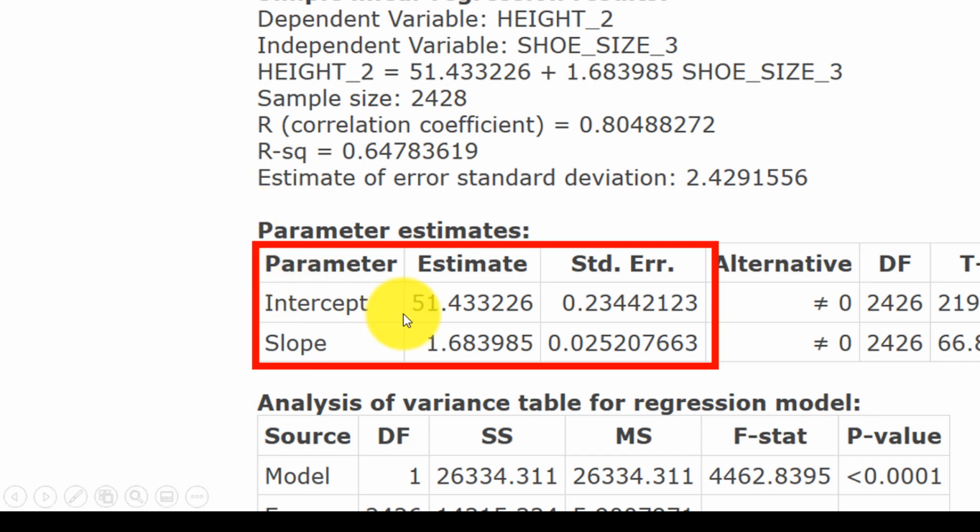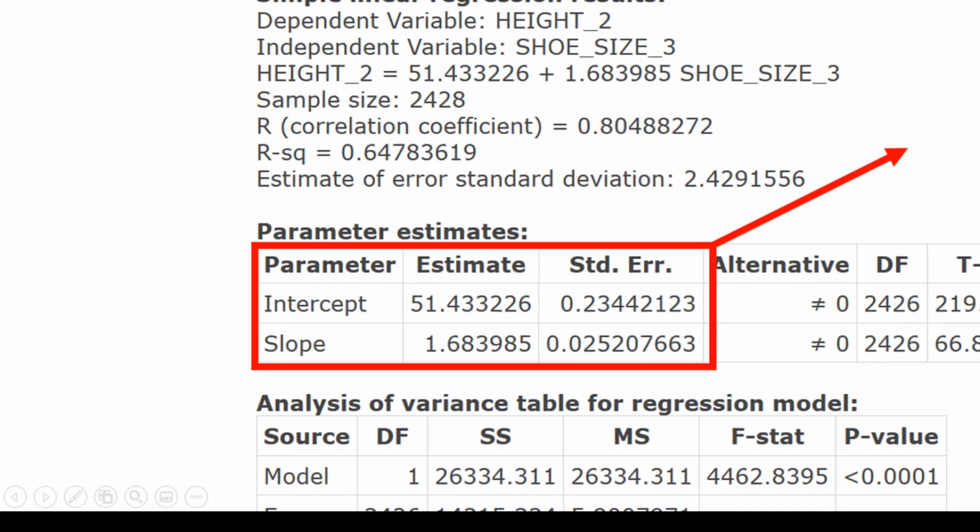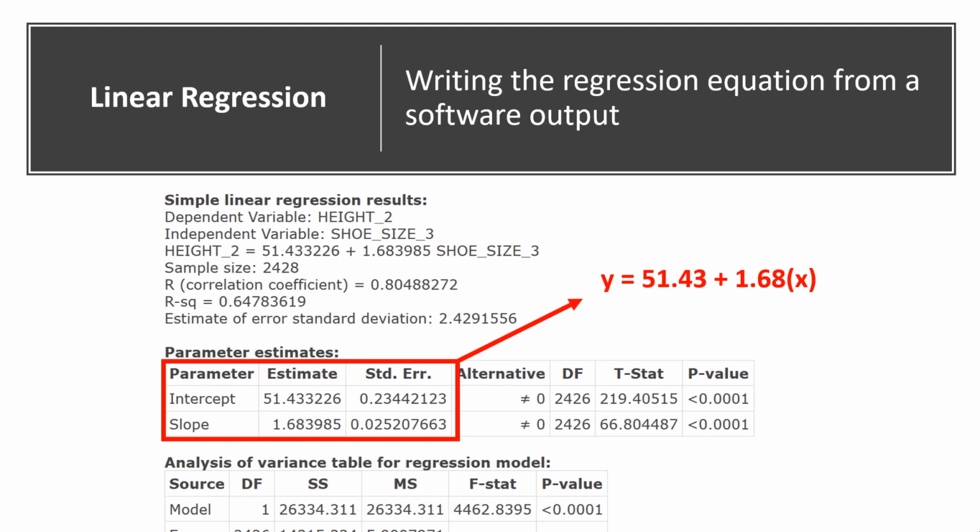This intercept is telling us the value of the y-intercept. The slope is the slope of the line. So we just need to combine these two into an equation and we have our regression line. So we have y equals 51.53 plus 1.68 times x. And in this case, y is the height and x is the shoe size.